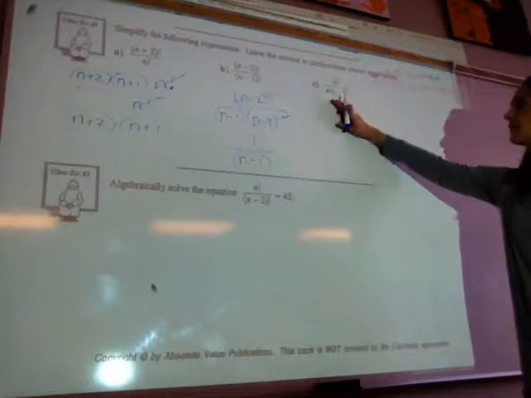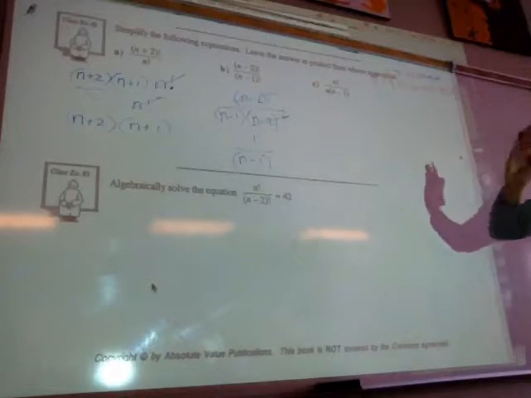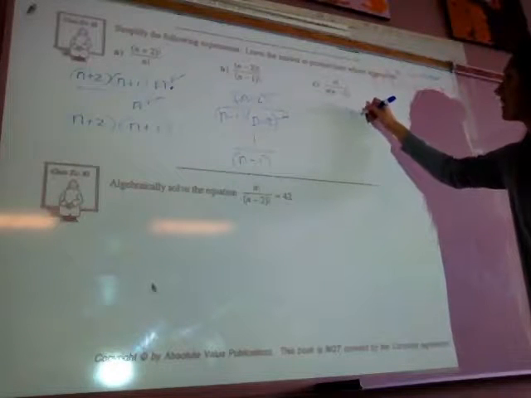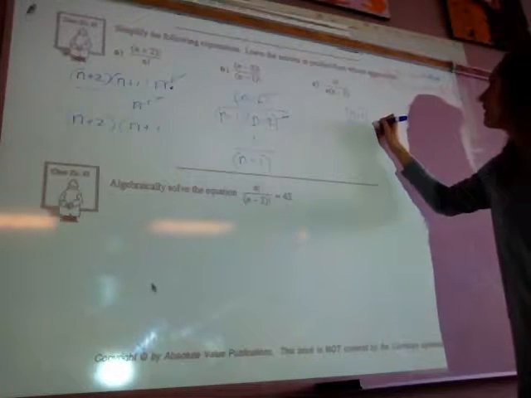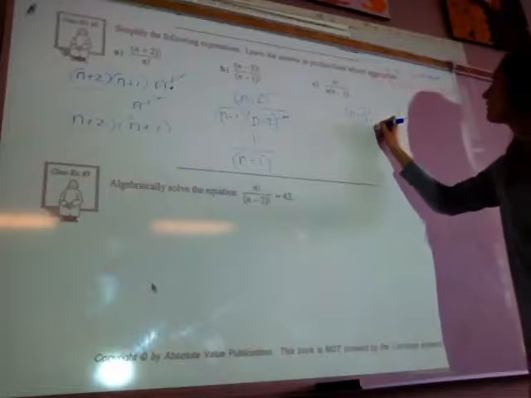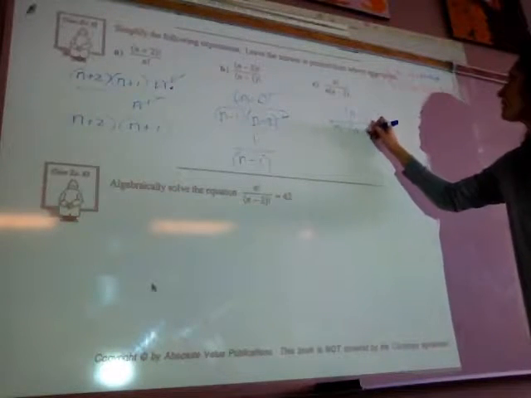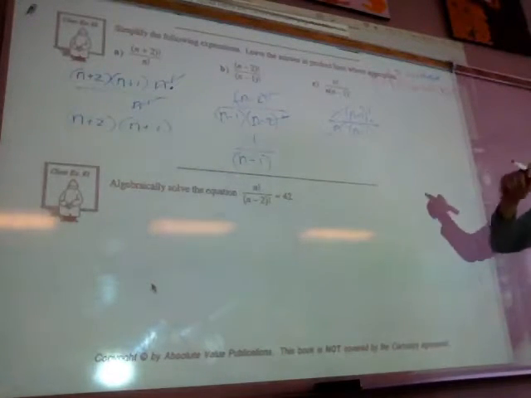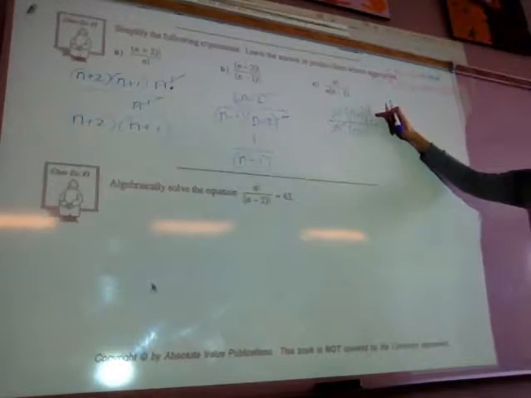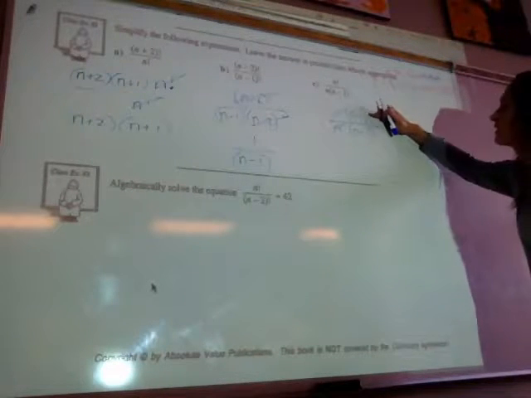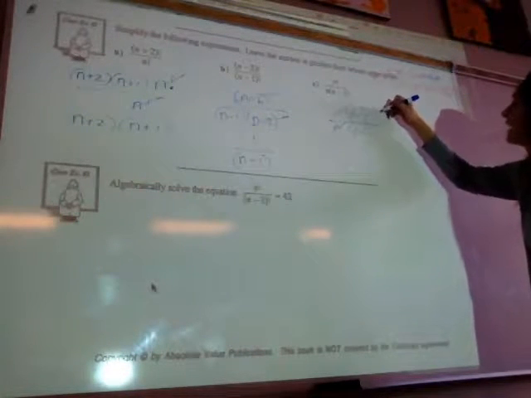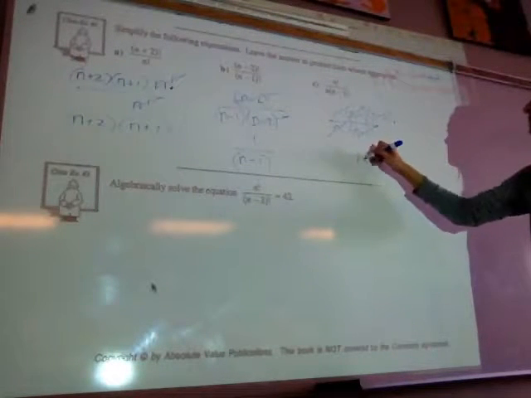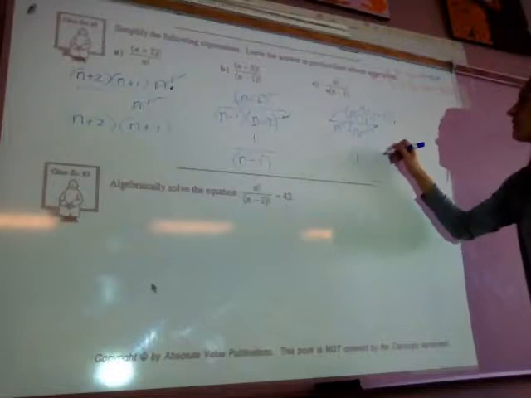Next one, n factorial divided by n times n minus 1. We start with n, and then the next one will be n minus 1 factorial divided by n times n minus 1. The n's can cancel out. Can the n minus 1's cancel out? No. What do I have to do? I have to go one further to n minus 2 factorial. Then these will cancel out, so I'm just left with n minus 2 factorial.